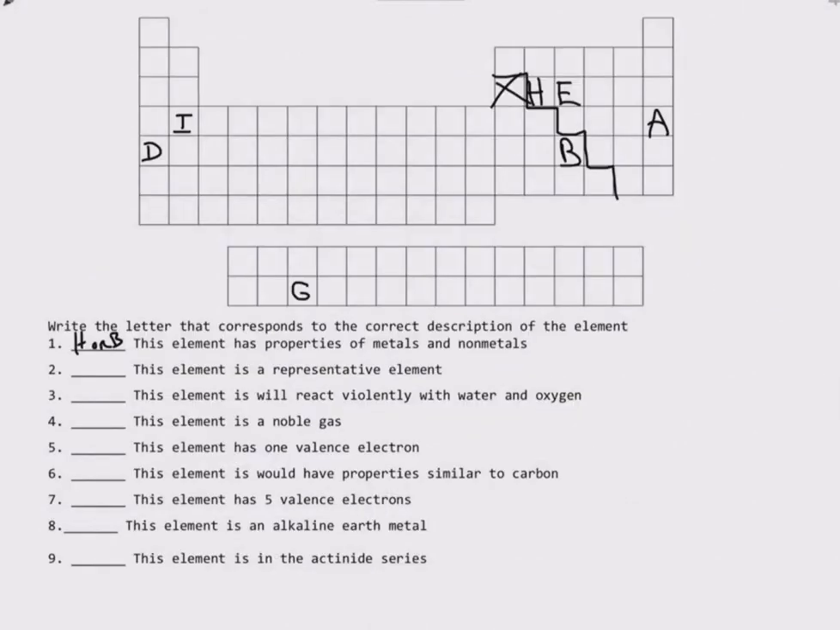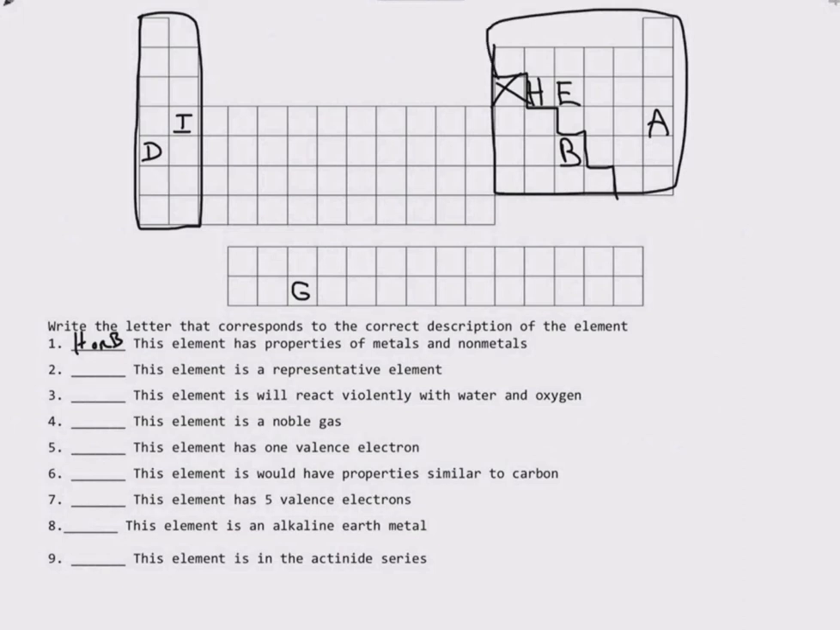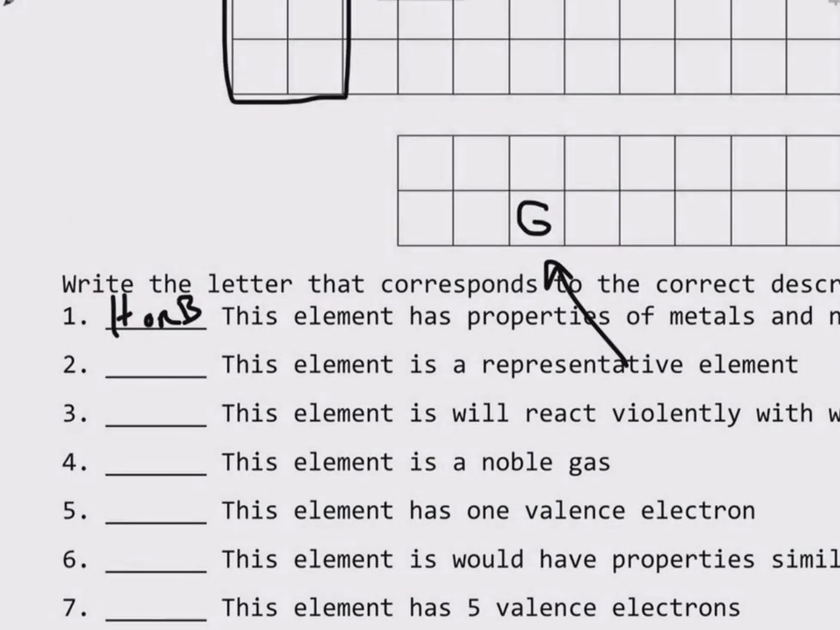Representative elements. The representative elements are all of the elements in the first two columns and all of the elements in the last six columns. So in this case, they're actually all representative elements except for this one down here, which is choice G.